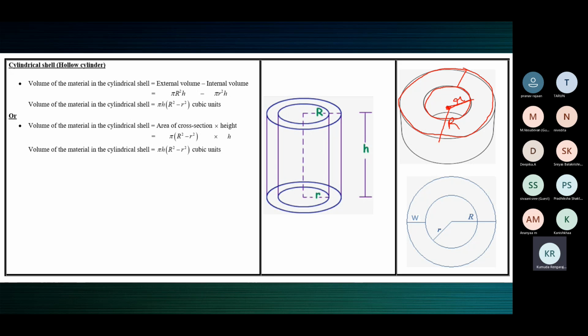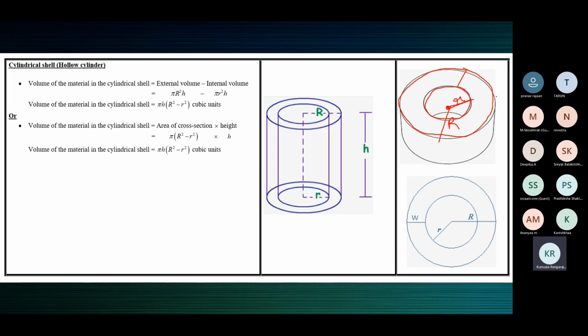So when will this happen? When will you get two values for R? When will you have this concept of inner radius and outer radius? Only when the wall of the cylinder is thick. You cannot ignore this thickness. It's pretty thick. You cannot ignore this thickness.